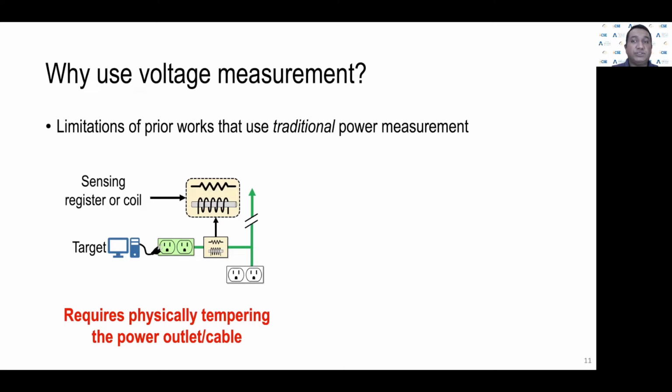Instead of using a traditional power meter, we use voltage measurements for extracting the power consumption information. We do it to overcome two very important limitations of prior work that use power consumption for data exfiltration. First, traditional power metering requires placement of a sensor on the path of the current flow. This can be a sensing resistor placed directly on the current path or a sensing coil to sense the magnetic field generated by the current. The sensor placement requires physically tampering with the power cable or the outlet of the transmitter.